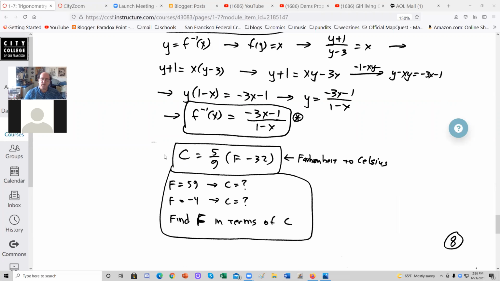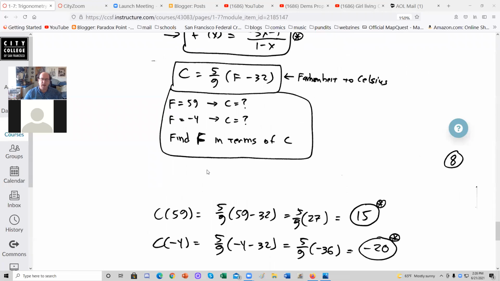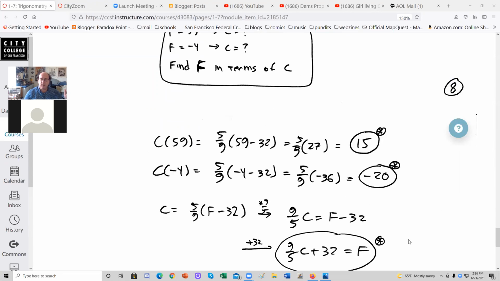Here we have a formula for converting from Fahrenheit degrees to Celsius degrees. For various values of F, what's C, and find F in terms of C. In other words, invert this function. Okay, it's easy. Now if you plug in 59, C for 59 degrees Fahrenheit is 5/9 of (59 minus 32), which is 5/9 of 27, 15. So 59 Fahrenheit is 15 Celsius. Find C at negative 4, plug it in here. 5/9 of (negative 4 minus 32) is 5/9 of negative 36, which is negative 20. So 4 degrees below 0 Fahrenheit is 20 degrees below 0 Celsius.